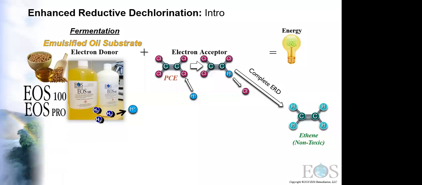What happens in the subsurface is we inject the EOS into the aquifer and it goes through fermentation, and that fermentation releases hydrogen, okay?